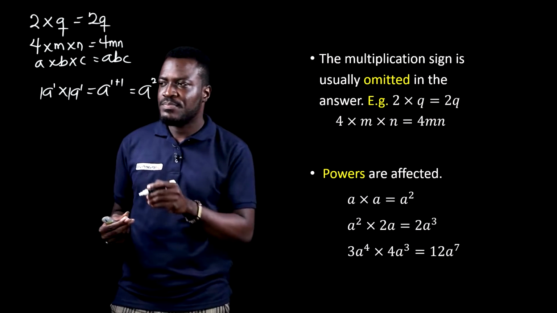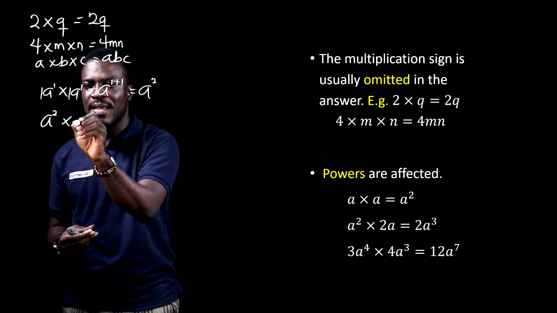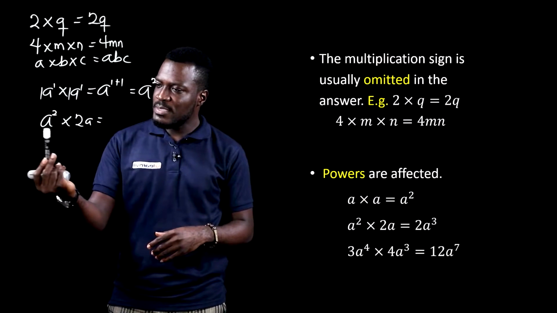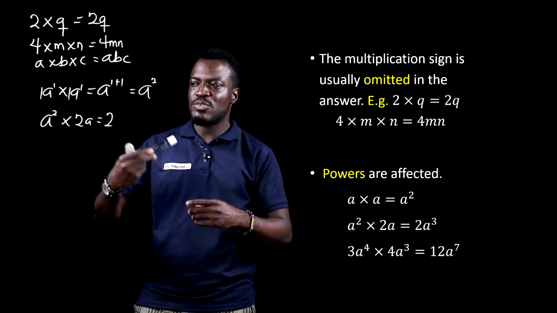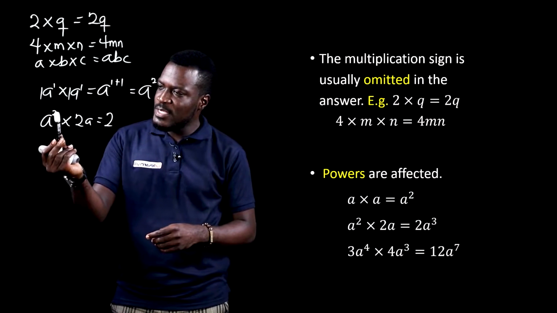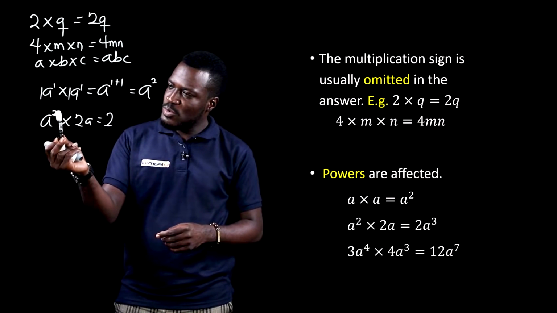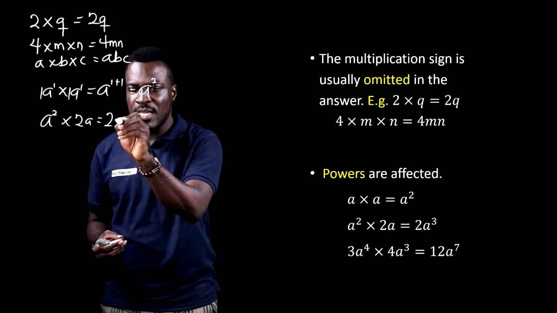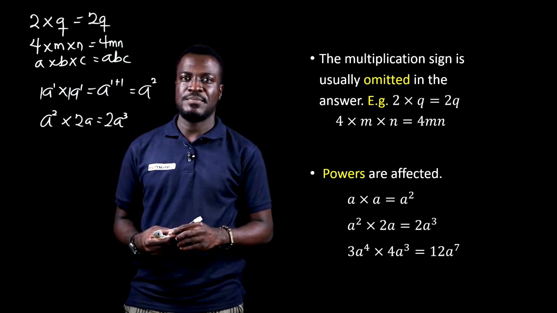Now let's try another one. If we have A squared multiplying 2A, 1 times 2 is 2. So you are done with the numbers. Now let's come to the variables. This is A squared. This is A. 2 plus 1 will give us what? 3. So we are going to get A raised to the power 3.